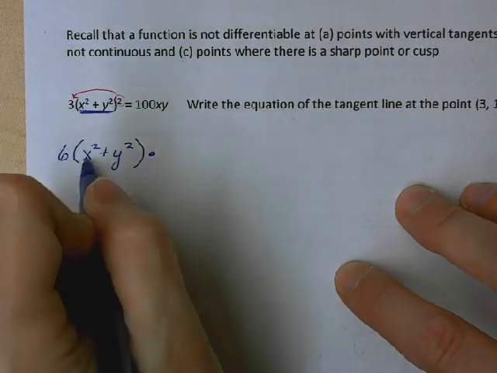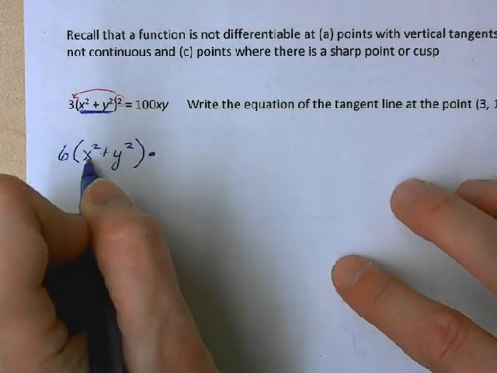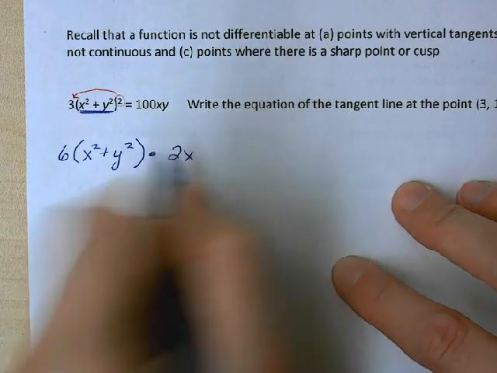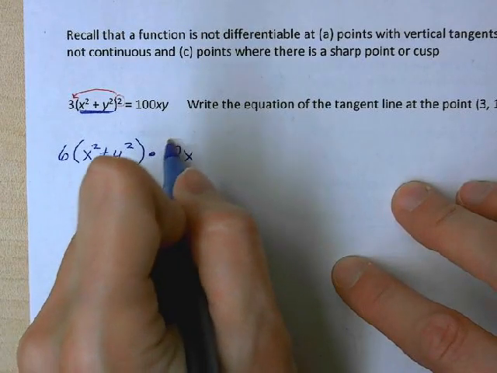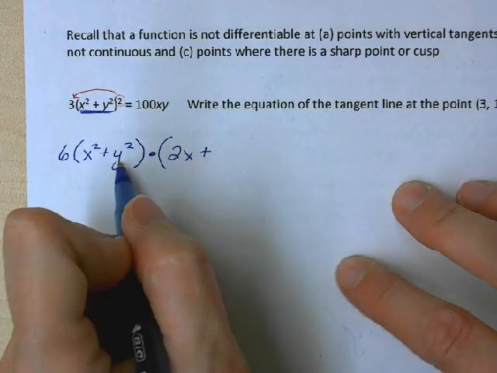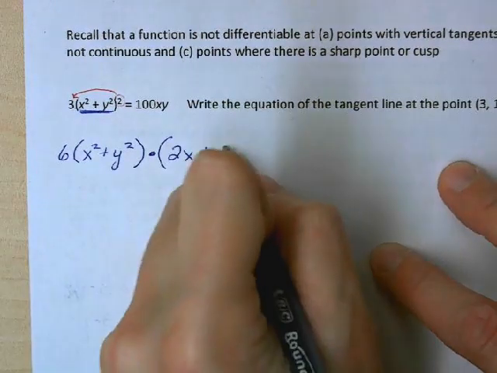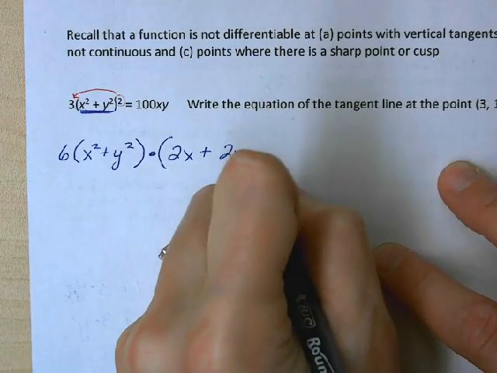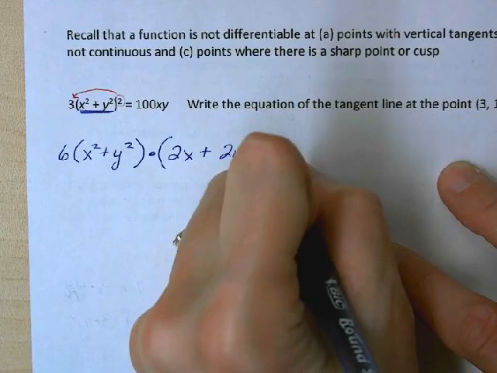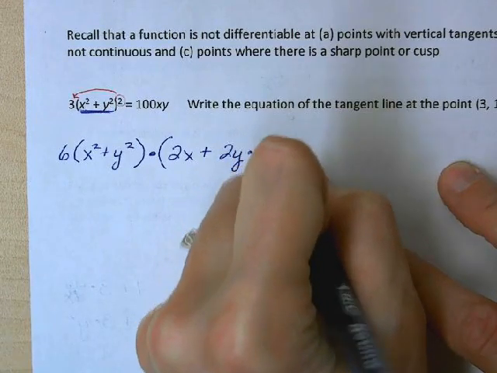Okay, so what's the derivative of x squared? 2x. You can put parentheses if we want. Okay, what's the derivative of y squared? 2y, times y prime or dy dx.